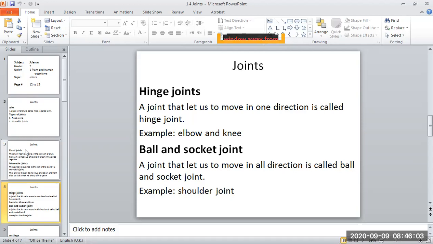that is called a ball and socket joint. For example, our shoulder, we can move it in all directions, and also in our backbone, for example, the hip, that joint we can move in all directions, okay.